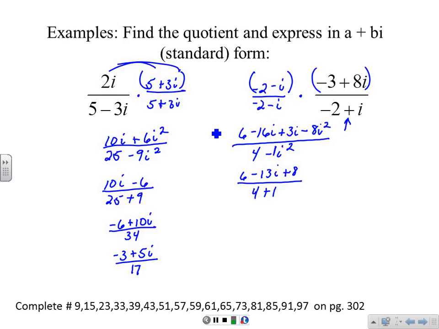Combine our like terms and write it in standard form. So 6 and 8 is going to be 14 on the top. So you have 14 minus 13i. And on bottom we have 5. And all of these won't reduce by the same number, so that is going to be your answer.